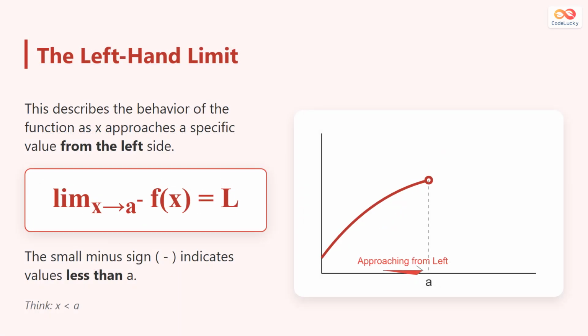First, we have the left-hand limit. The notation uses a small minus sign next to the a. This implies we are looking at x values that are slightly less than a. Imagine moving along the graph from the left side towards your target.